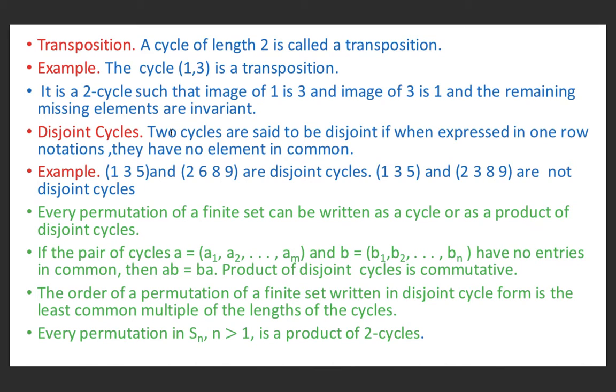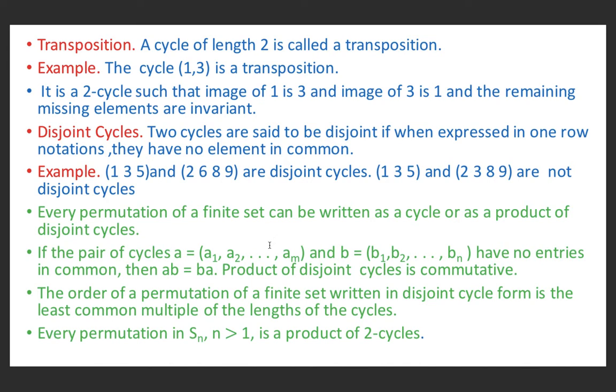Now the disjoint cycles. Two cycles are said to be disjoint if, when expressed in one row notation, they have no element in common. For example, (1, 3, 5) and (2, 6, 8, 9) are disjoint cycles. Here, there is no element in common in these cycles. (1, 3, 5) and (2, 3, 8, 9) are not disjoint cycles because 3 is the common element in both the cycles.